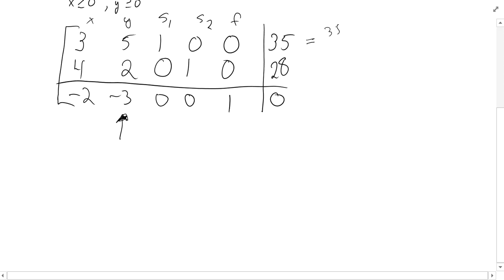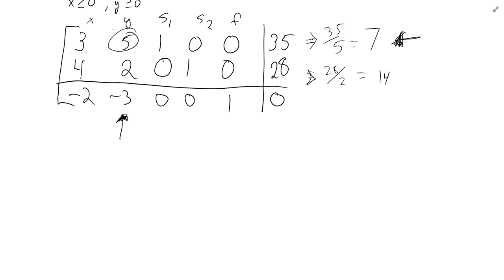I want to take 35 and divide it by 5, and 28 and divide it by 2. I'm going to divide by the values in that column. One of those is going to give me a 7, and the other is 14. And I want the smaller of those two as well. So I'm going to choose this 7 as the smaller of the two. So that means my pivot will be this 5 in the first row, second column.